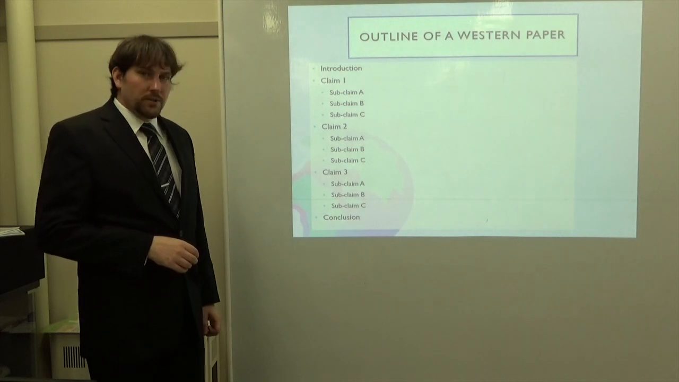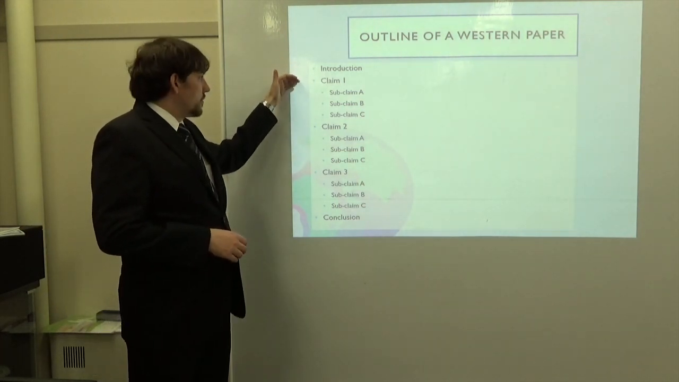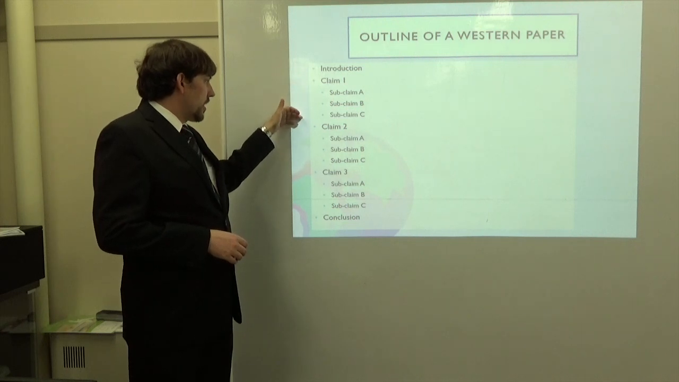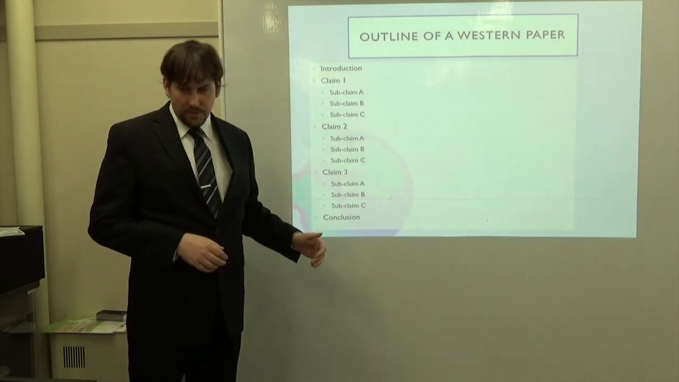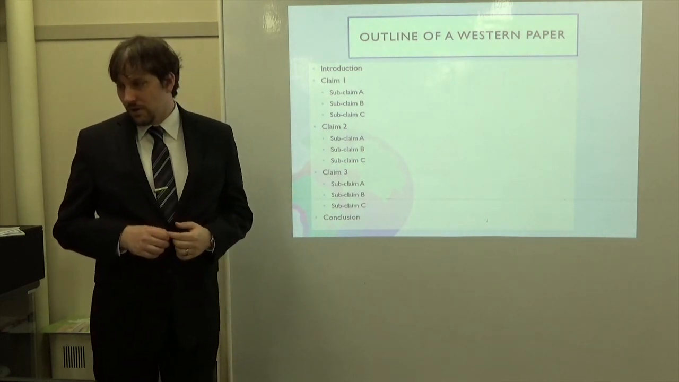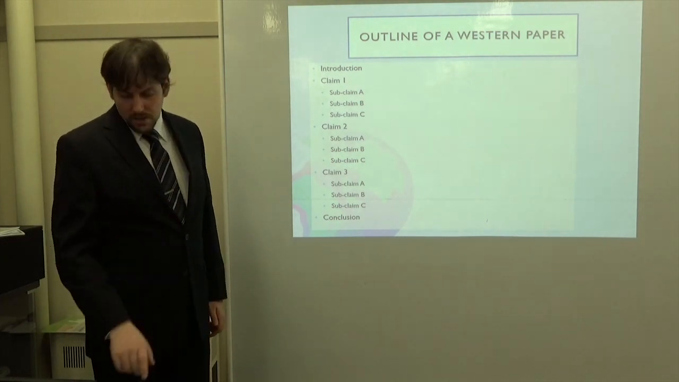So a basic Western paper has this structure. There's an introduction, there's a first claim, there are supporting claims. So again, second claim, supporting claims. Third claim, supporting claims. Finally, there's a conclusion. It's important to understand how this works.